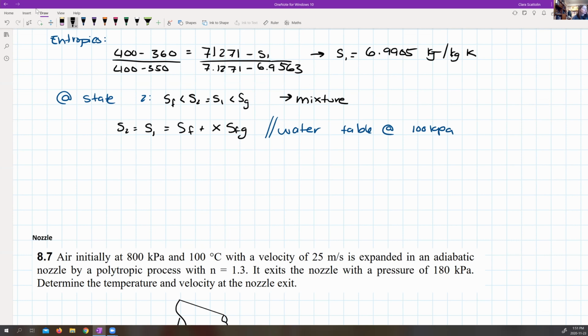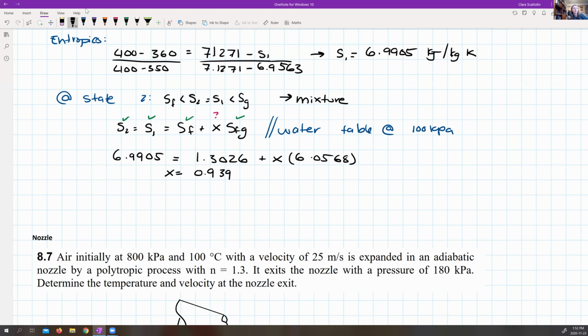And so I calculated S1, or S2, as 6.9905, equal to SF, which was 1.3026, plus X, my unknown here, times SFG, 6.0568. My knowns here are S1 equal to S2, they're the same, right? SF and SFG from the tables, which will allow us to solve for X. If I go through my solution, I will see that X is equal to 0.939.